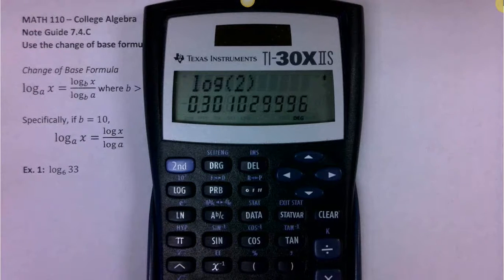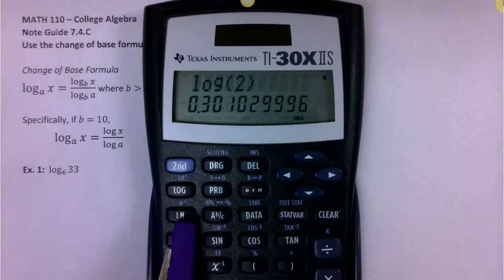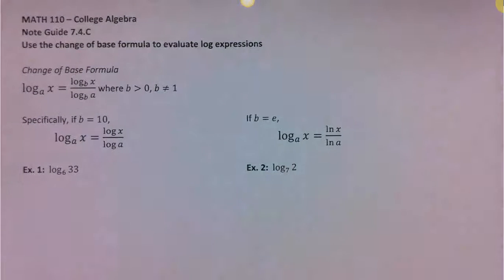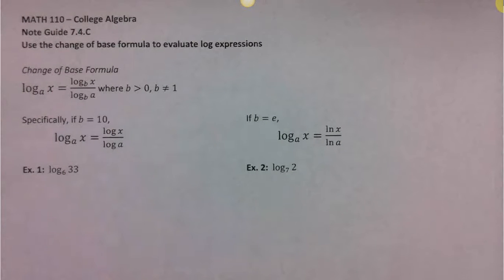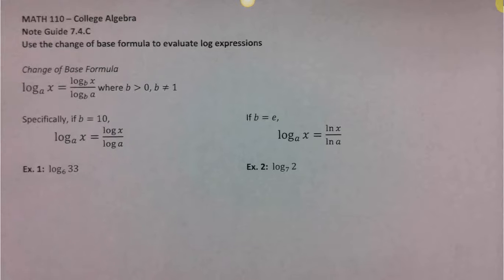But the problem with evaluating log expressions on your calculator is you've got a log button, the log base 10, and you've got the natural log or log base e button. But if you're trying to evaluate a log expression with any other base, there is no button on your calculator that does that. So whenever we run into those, we have what's known as the change of base formula, which says that the log base a of x is the same as the log base b of x divided by the log base b of a, where we can choose any number that we want for that base b, as long as it's greater than 0 and not equal to 1.